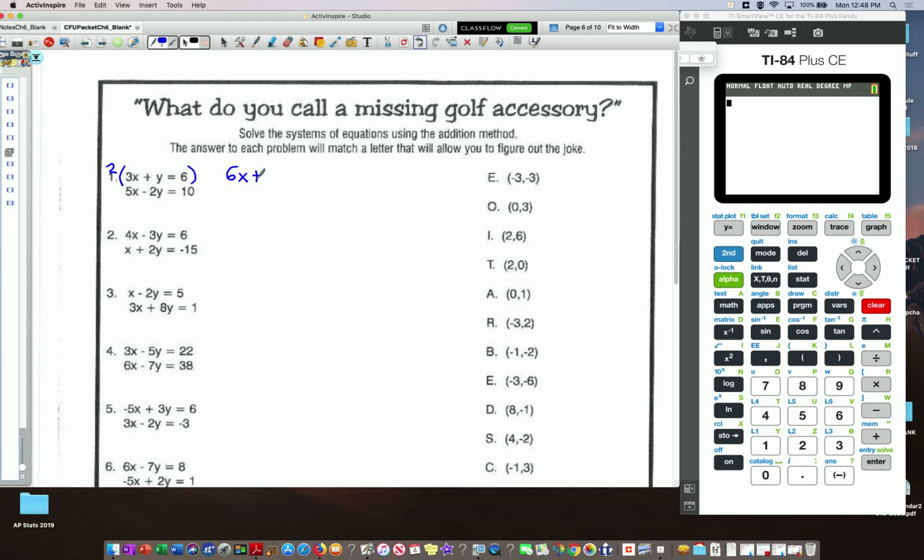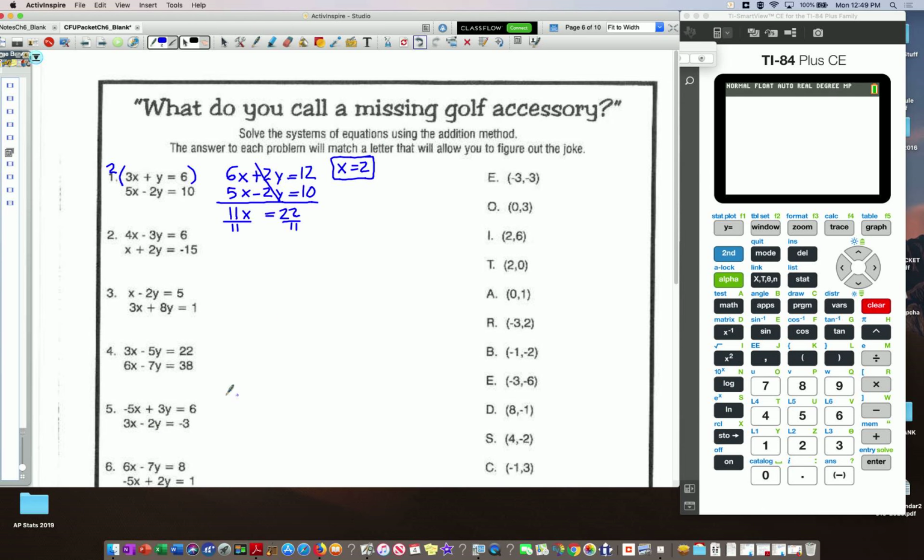So 6x plus 2y equals 12. And then the other one, just going to copy it right underneath it. So now, I'm going to add the two equations together. See how the y's cancel out. 11x equals 12 and 10 make 22. Divide by 11. And I got x to equal 2.